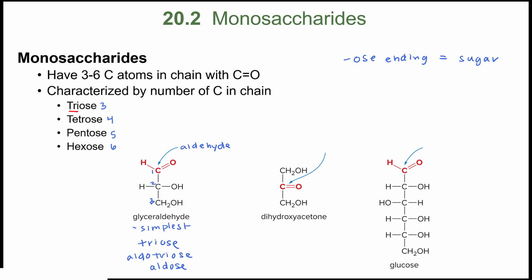Dihydroxyacetone is a 3-carbon sugar, but our functional group here is a ketone, so this is going to be a ketose. Well, this one's also a triose. It's a ketose. So this would be a ketotriose. If we take a look at these two, they have the same chemical formula, but they're connected differently. These are constitutional isomers of each other.